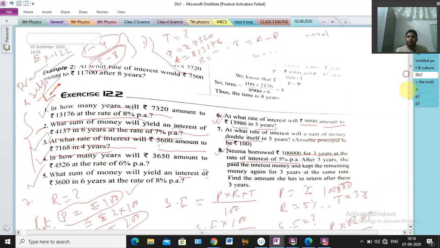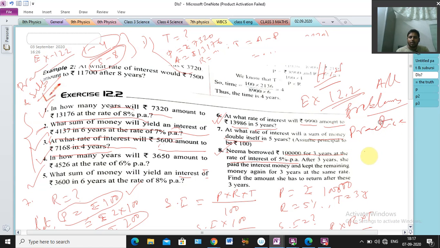So take your homework, everyone. What is your homework? Exercise 12.2, all problems. You have to practice it and show me. Submit your homework.